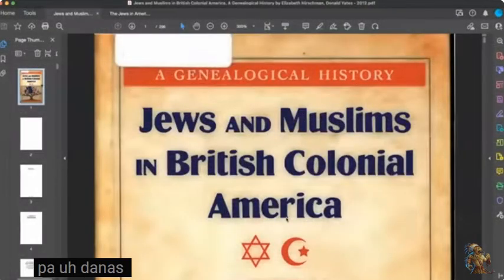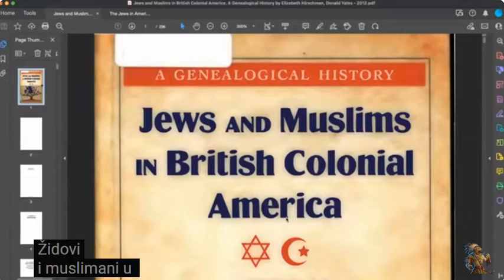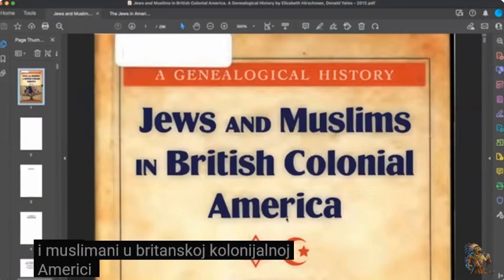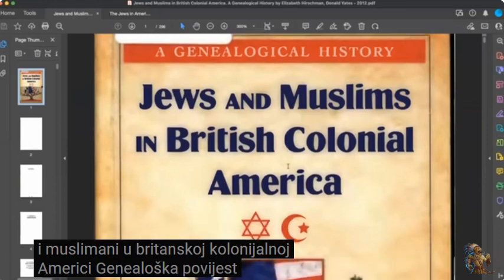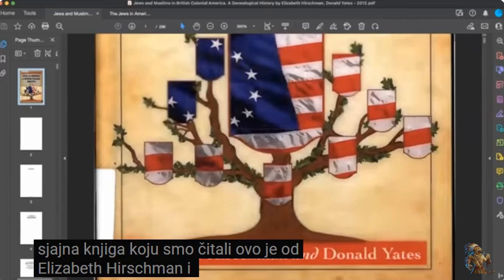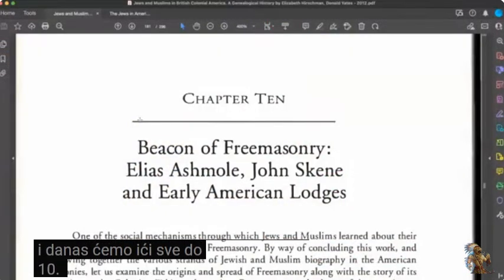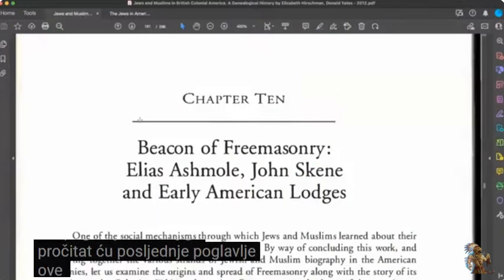All right, so today we're going to continue reading in this book, Jews and Muslims in British Colonial America, A Genealogical History. Great book we've been reading. This is by Elizabeth Hirschman and Donald Yates. And we're going to go all the way to chapter 10 of this book. Today we're going to read the final chapter of this book.